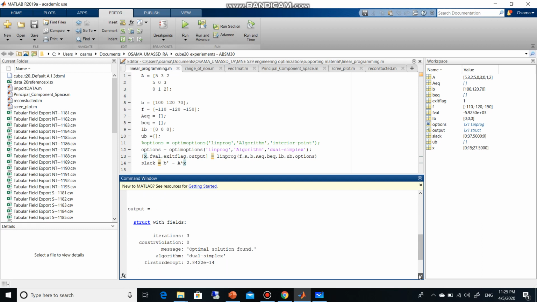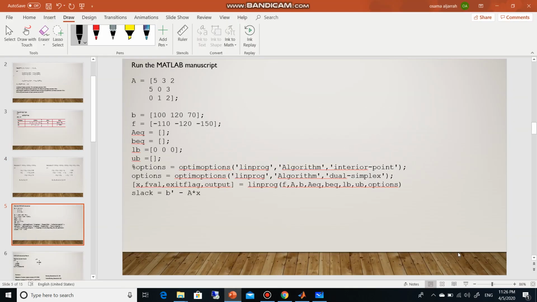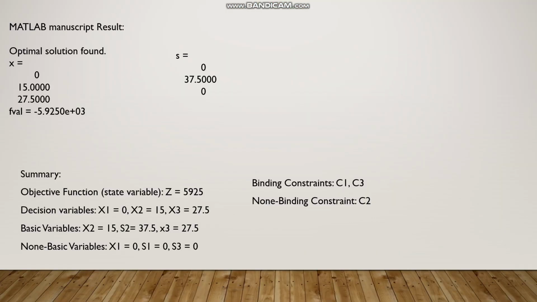So it says 3 iterations, and we used the dual simplex method. So the slacks are: S1 is non-basic, S2 equals 37.5, so it is basic, and S3 equals 0. So the binding constraints are C1 and C3. So this is the summary of your solution. It was optimal with x1 equal to 0, x2 equal to 15, and x3 is 27.5. So the basic variables are x2, s2, and x3, while the non-basic variables are x1, s1, and s3. The binding constraints are c1 and c3. The non-binding constraint is c2.